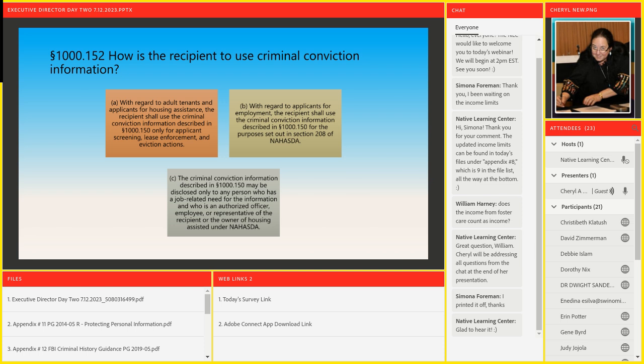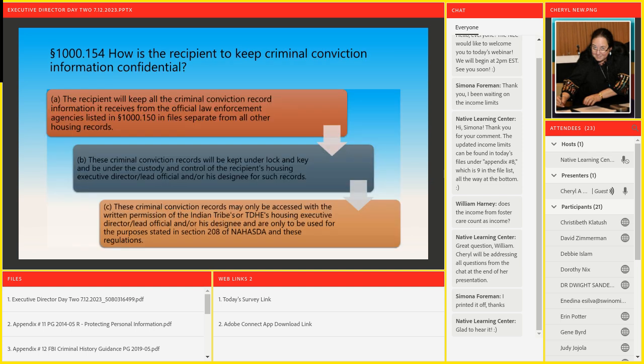With regards to applicants for employment, okay, those are your housing applicants for staff, the recipient shall use the criminal conviction information described at 150 for the purposes set out in Section 208 of NAHASDA. The criminal conviction information described at 150 may be disclosed only to any person who has a job-related need for the information, who is an authorized officer, employee, or representative of the recipient or the owner of housing assisted under NAHASDA. So how do you keep that information confidential? You find that under 154.